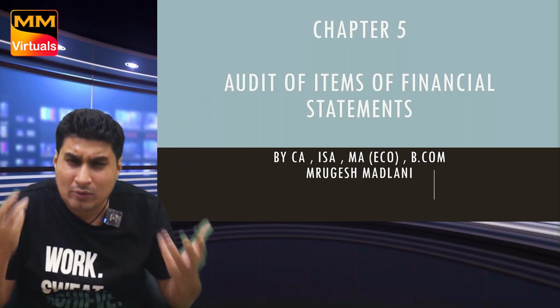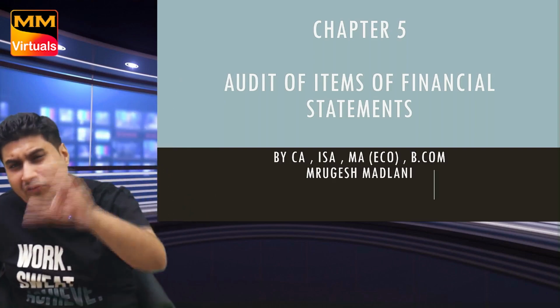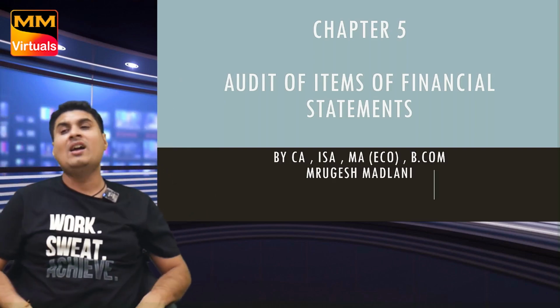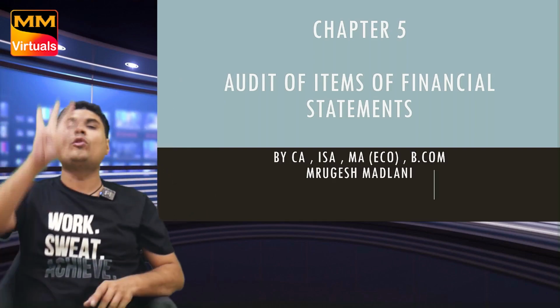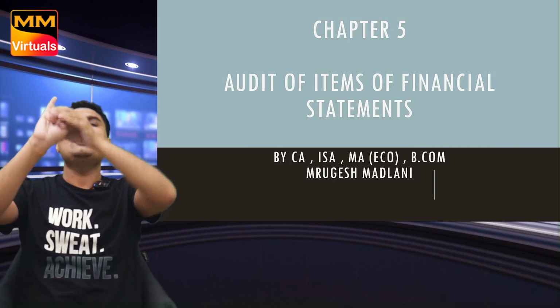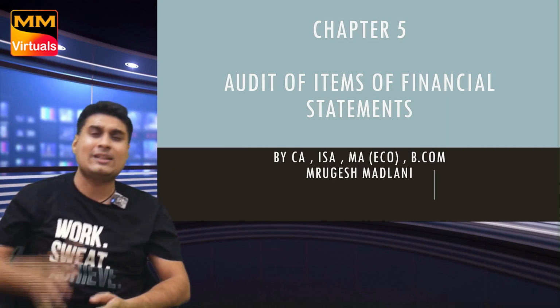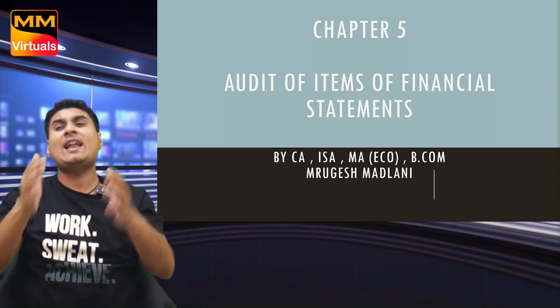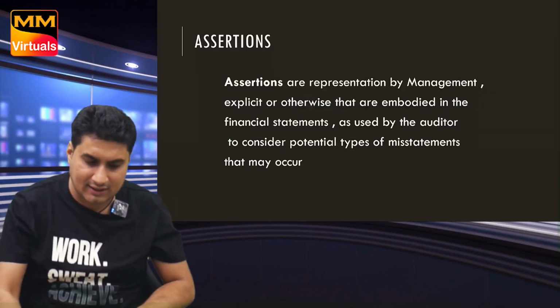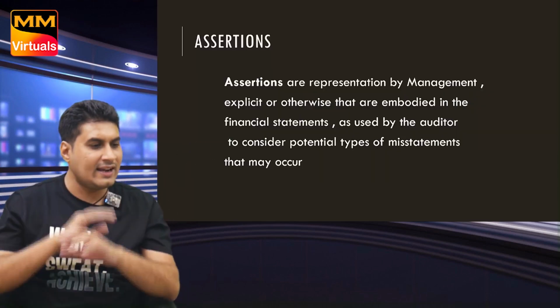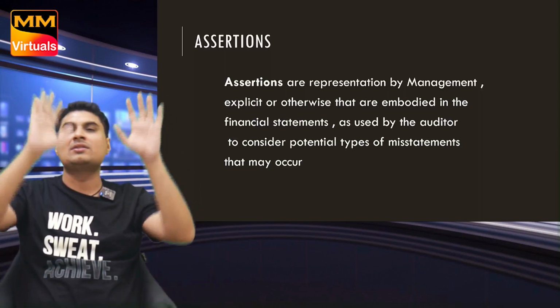But in substantive, what will I check? In every item of financial statement, what will I check? Very simple, four things: asset, liability, income, expense. One more time, asset, liability, income, expense. Sir, but in asset, liability, income, expense, what to check? Assertions. This entire chapter is about assertions.